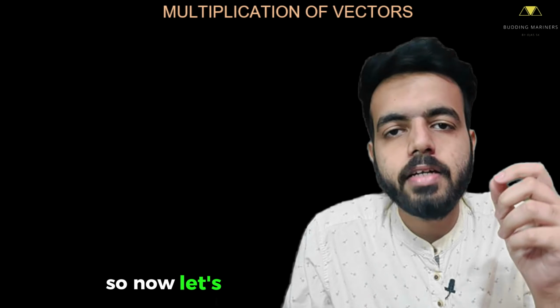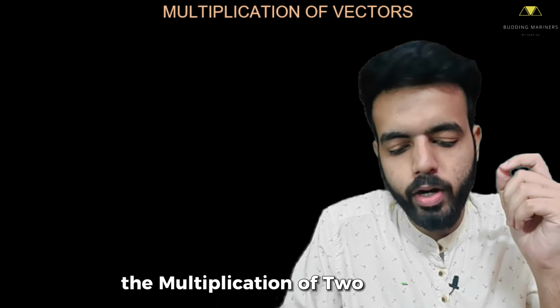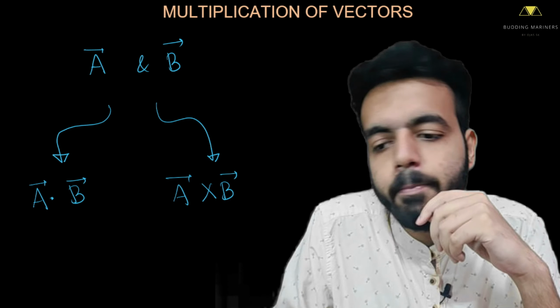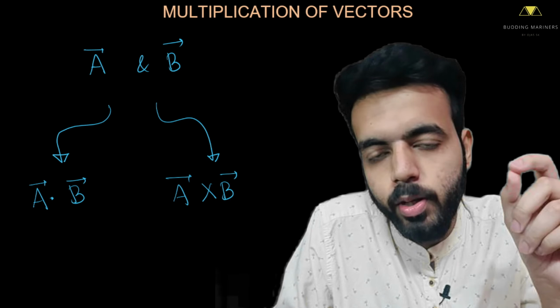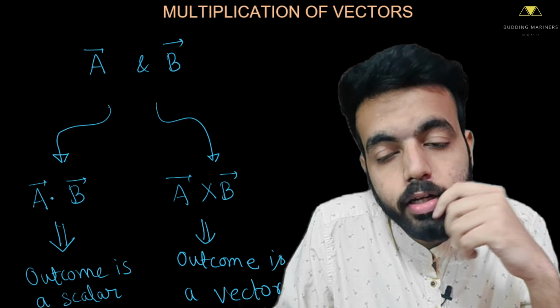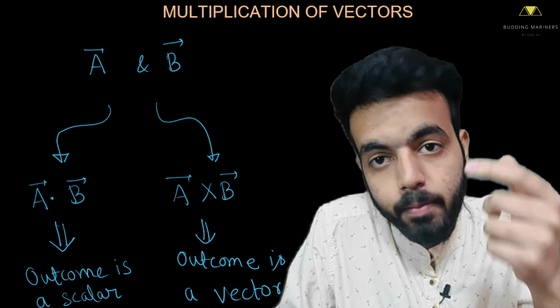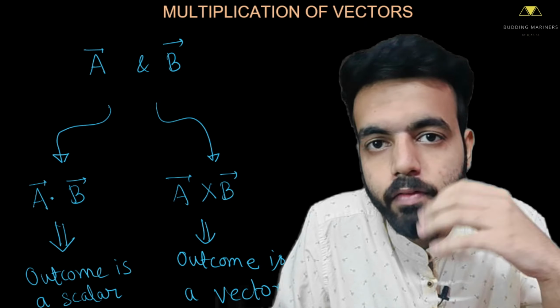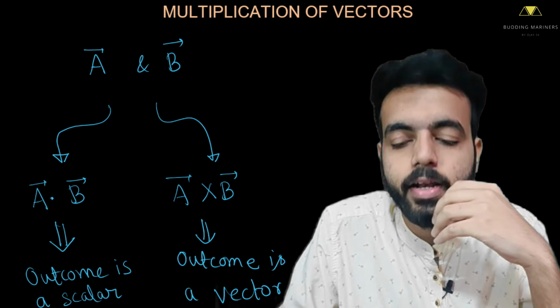So now let's begin our discussion on the multiplication of two vectors. So we have vectors A and B. There are two ways we can multiply them. First is taking a dot between them, and the second is taking a cross between them. Now the outcome of a dot is a scalar, so it will be a number, and the outcome of a cross is a vector. It will have both magnitude and direction.